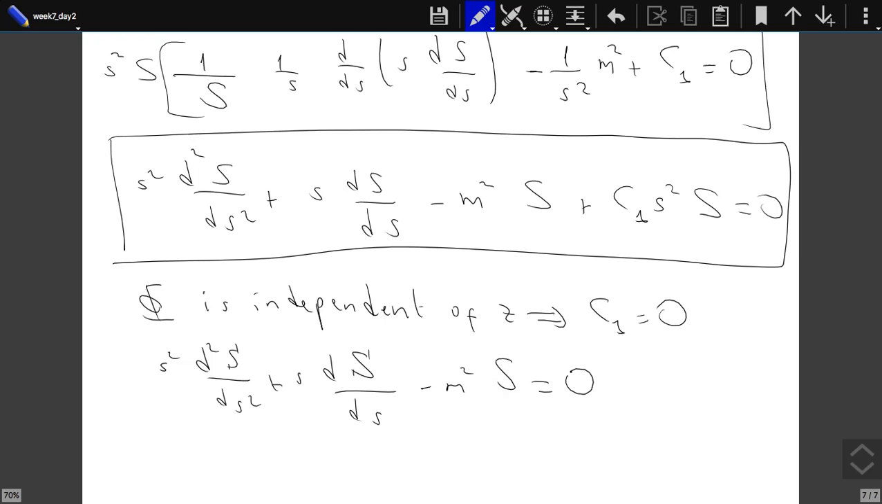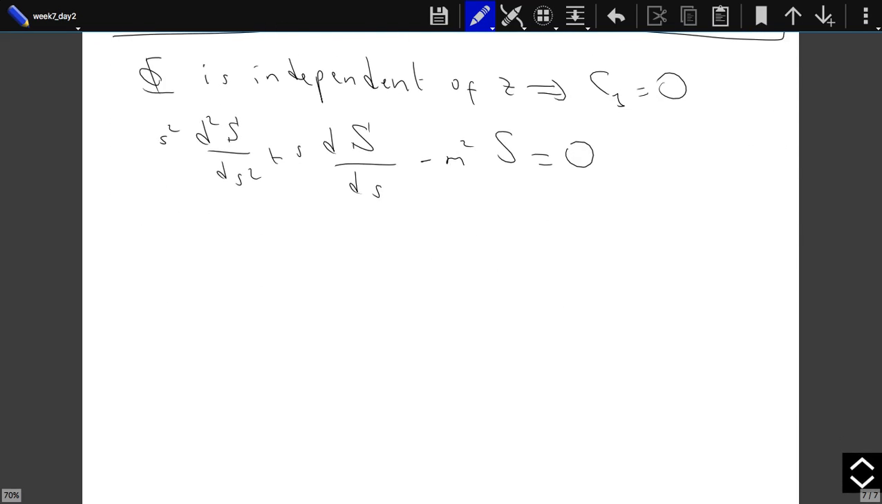Now we need to solve this equation. Do you know the solution of this equation? You do. Just look at this equation. You take the second derivative, multiply by the second power of the argument. You take the first derivative, multiply by the first power of the argument. So the solution of this equation is s to some power. And we need to find two independent powers, because it's a second order linear equation. There should be two independent solutions.